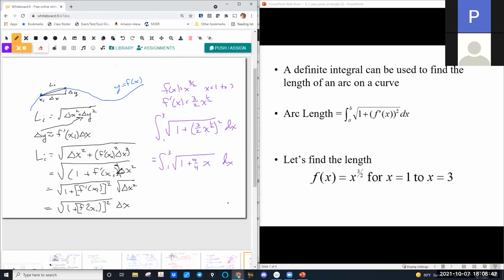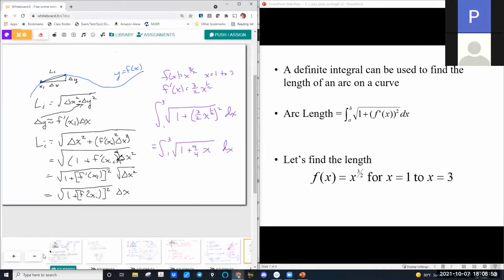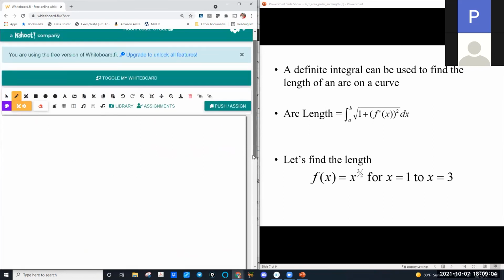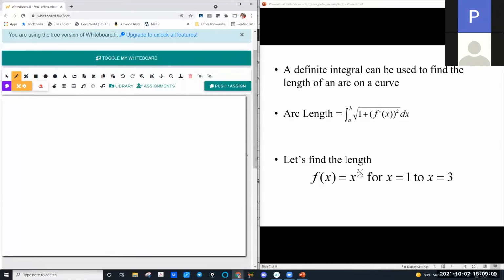Questions about this one, about arc length? All right. Here's what's nice. Now that we got that, arc length for parametric and polar actually just kind of follow from it. Again, this is in the online lesson. Let's go ahead and take a look at how we derive it.